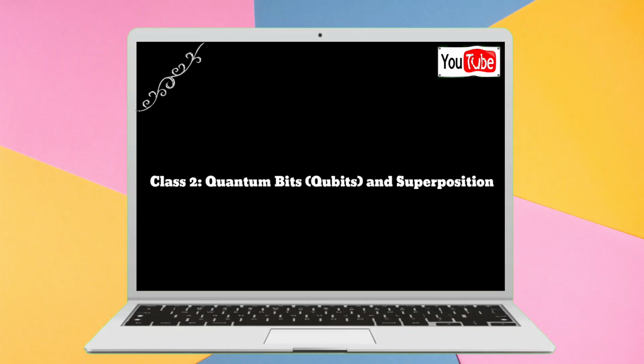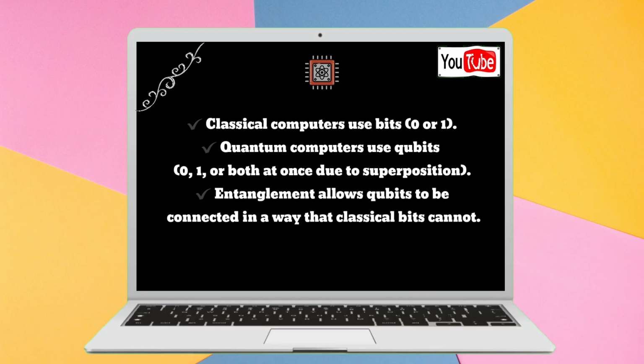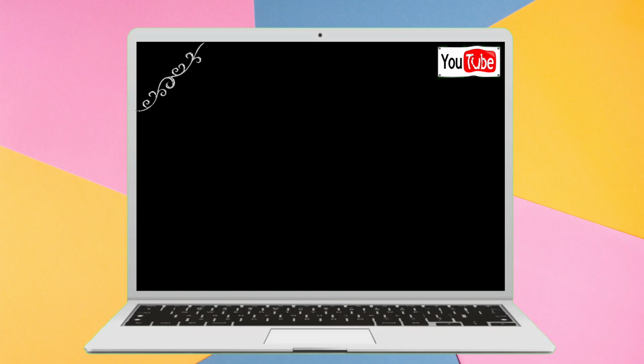Class 2, Quantum Bits, Qubits, and Superposition. Recap from Class 1. In the last class, we learned that classical computers use bits, 0 or 1. Quantum computers use qubits: 0, 1, or both at once due to superposition. Entanglement allows qubits to be connected in a way that classical bits cannot.